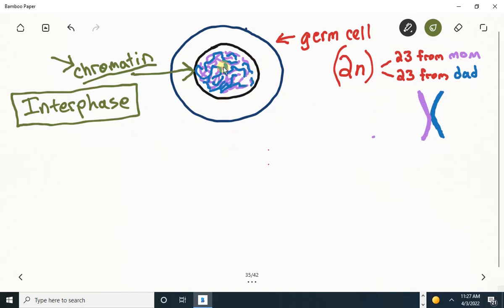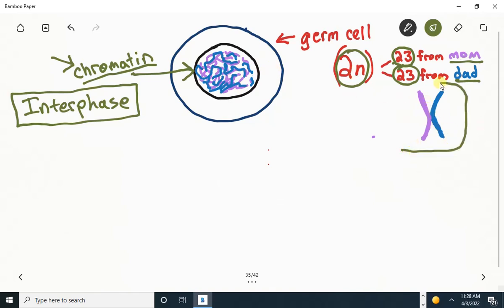Now, this chromatin that I drew of this germ cell, which as we went over, the germ cell is 2N. That means it has two sets of chromosomes, and there's one set of 23 from mom and one set of 23 from dad. So just to be clear, when I drew this chromatin in this cell, I made the purple the 23 chromosomes from mom, and I made the blue the 23 chromosomes from dad. Don't count them, they're not actually 23. I just drew a little mess of string in here.